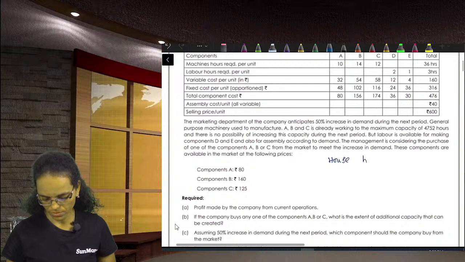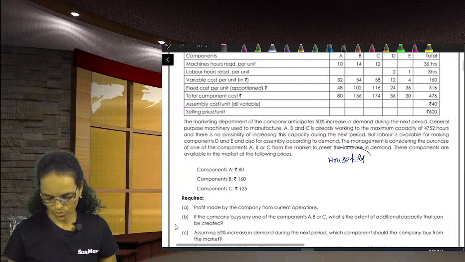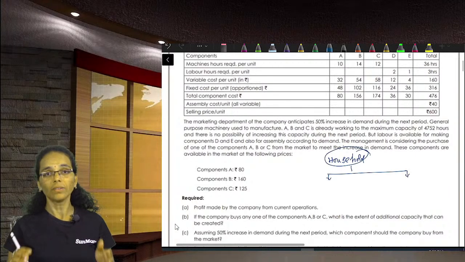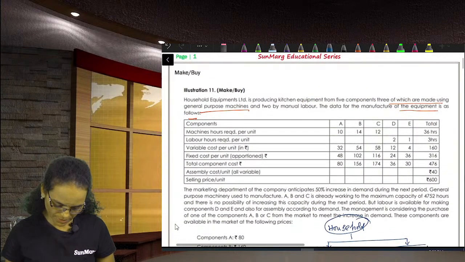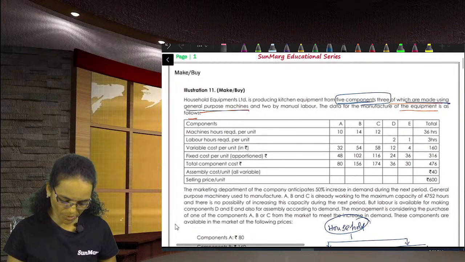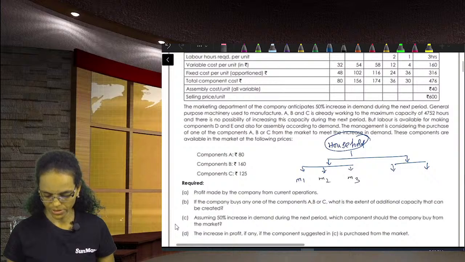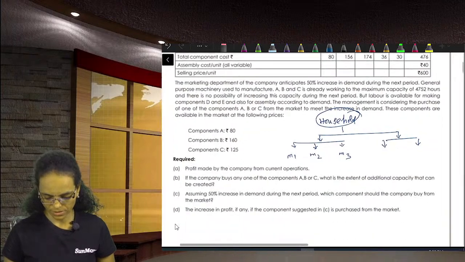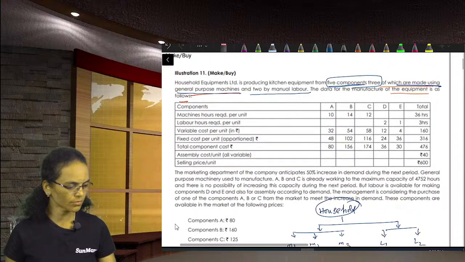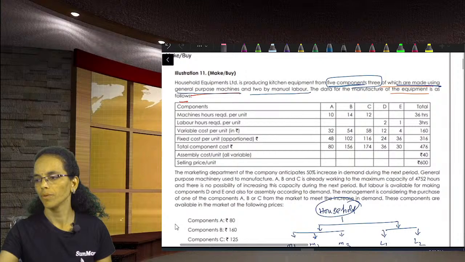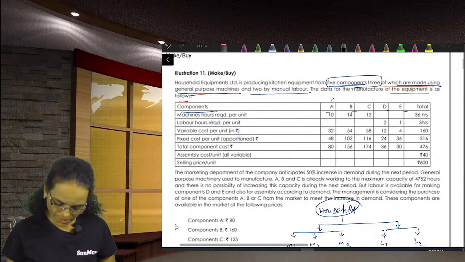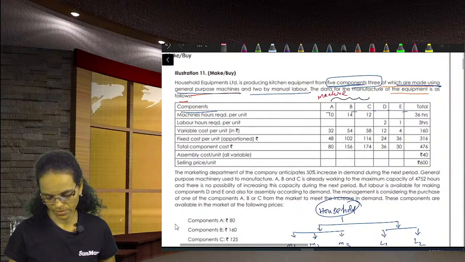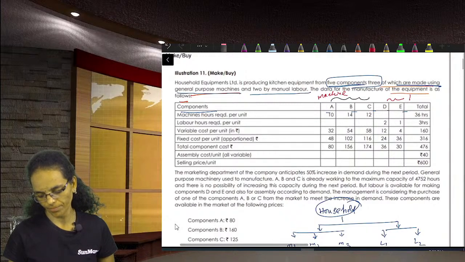This household component is made of 5 components. It is again subdivided into 2 types. One is 5 components, 3 of which are made using general purpose machines: machine 1, machine 2 and machine 3, and 2 by labor hours, labor 1, labor 2. Components A, B, C, D, E are given. A, B, C are the machines, and D and E are labor. That is what is given in the question.